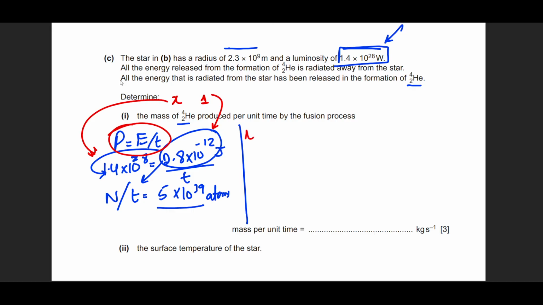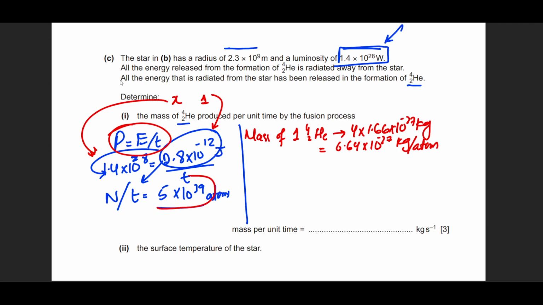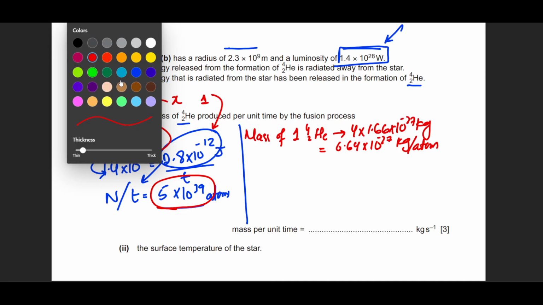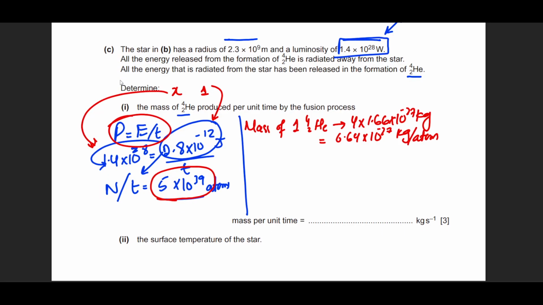So we know that the mass of one helium-4 is actually 4 multiplied by 1.66 into 10 to the power minus 27 kg. We know this, right? So this will be the mass calculated as 6.64 into 10 to the power minus 27 kg per atom. And we have these many atoms inside that star. Okay, so this is going to be a very huge number. So we multiply this with the number of atoms, and all of this is happening in 1 second because this is joules per second, right?